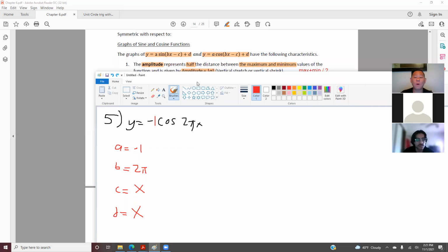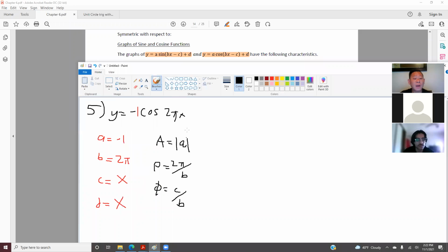Okay. So what we need to do after you find your A, B, C, D is to figure out your amplitude, your period, and your phase shift. Don't forget the formulas: the amplitude is the absolute value of A, the period is 2 pi over B, and the phase shift is C over B. These are the formulas for finding amplitude, period, and phase shift. In this case, since our A is -1, our amplitude is 1. Again, don't forget amplitude is how high and how low your y value goes.